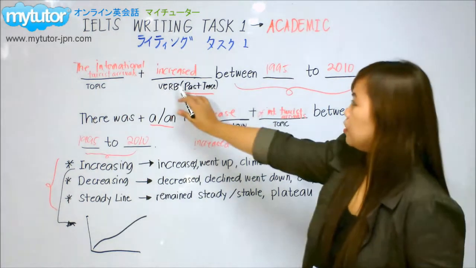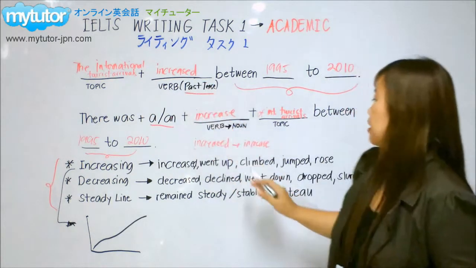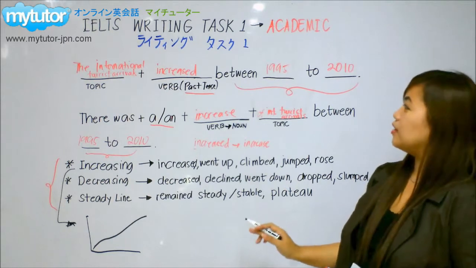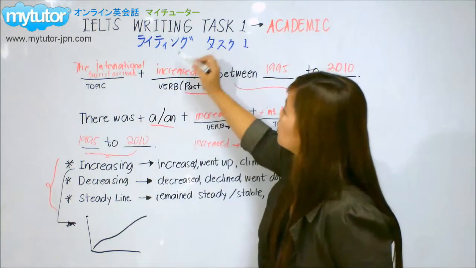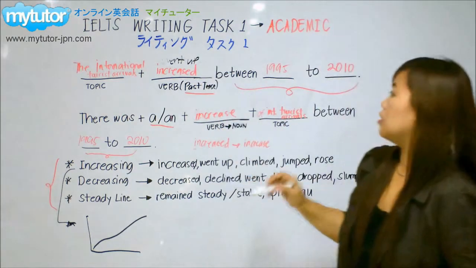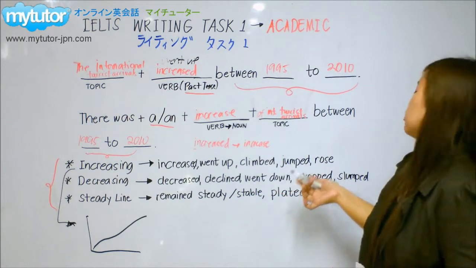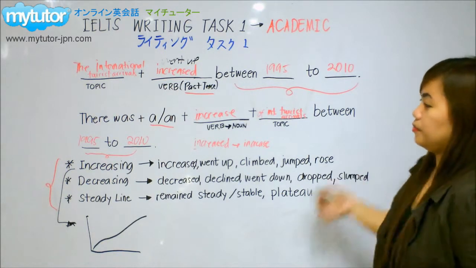So here in our sample, the international tourist arrivals, instead of using increased, you might as well use went up. The international tourist arrivals went up. The international tourist arrivals climbed, or jumped, rose.